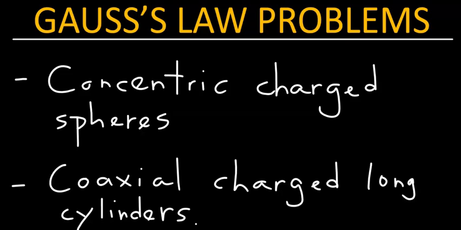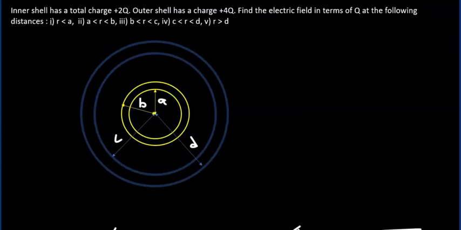In this video, we shall look at a couple of problems associated with Gauss's law. The first problem involves concentric charged spheres, and the second problem is associated with coaxial charged long cylinders. The following problem is associated with concentric charged spheres.